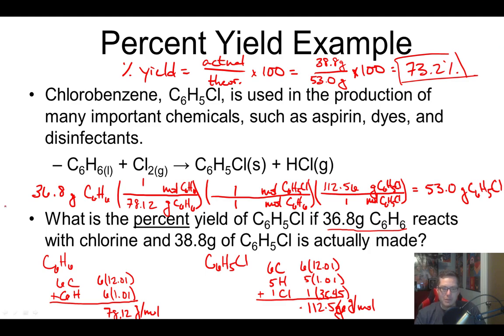Okay, so when we do our lab in class, you should be able to use this. You're going to be making sodium chloride, and so you'll be able to figure out how much you should have made, and how much you actually did make, and then find the percent yield there. All right, so we'll do lots of practice problems.